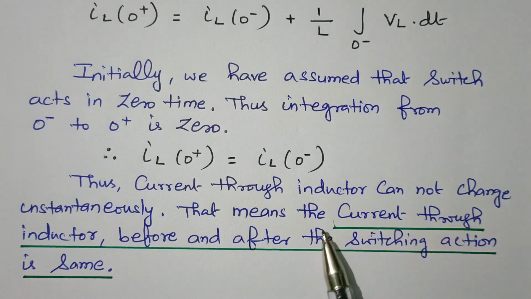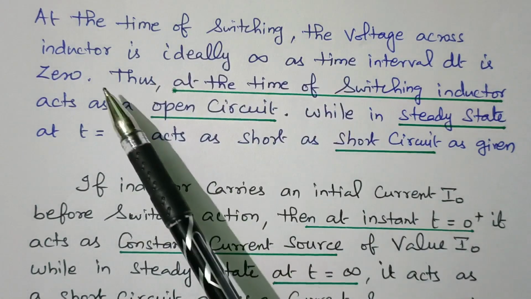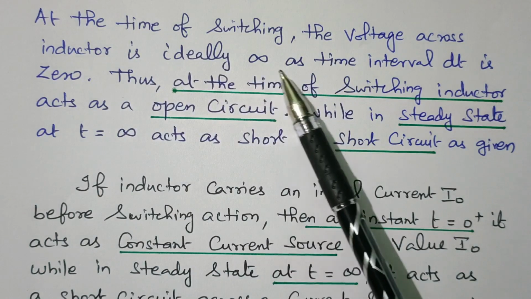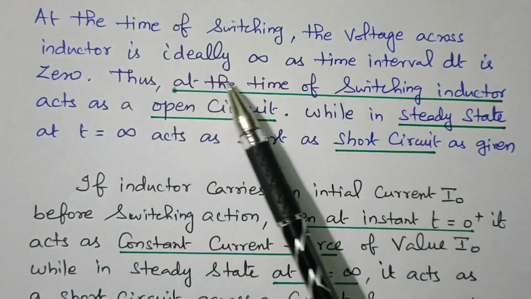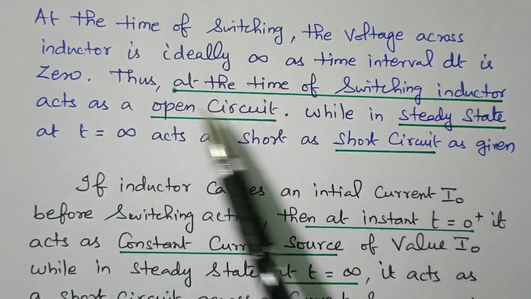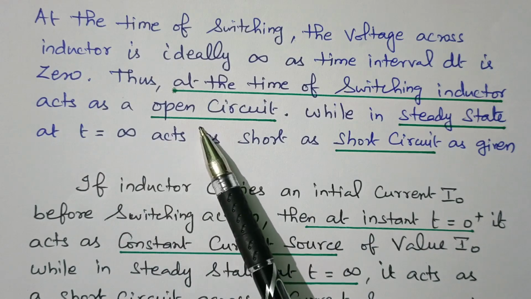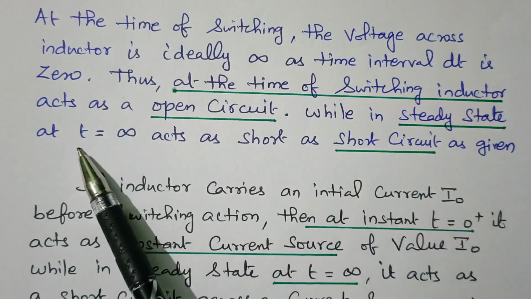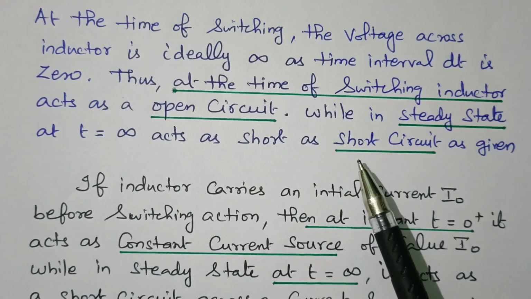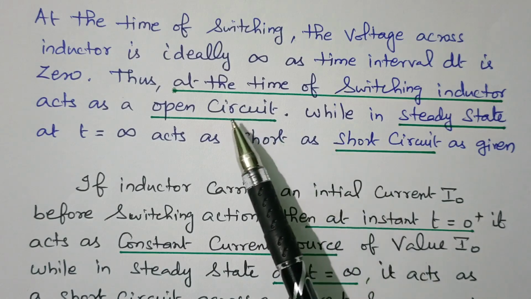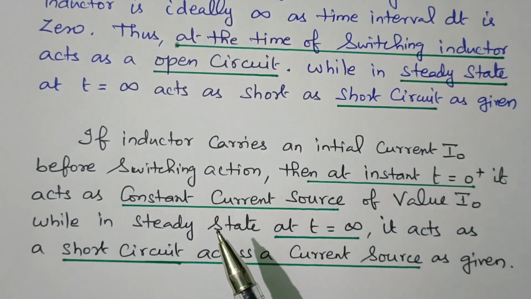Now we'll go for the next condition. At the time of switching, the voltage across the inductor is ideally infinite as the interval dt is 0. Thus, at the time of switching, the inductor acts as an open circuit, while in steady state at t equal to infinity it acts as a short circuit. We already discussed that it is a short circuit, right? So at the time of switching it acts as an open circuit, after switching it acts as a short circuit, right?